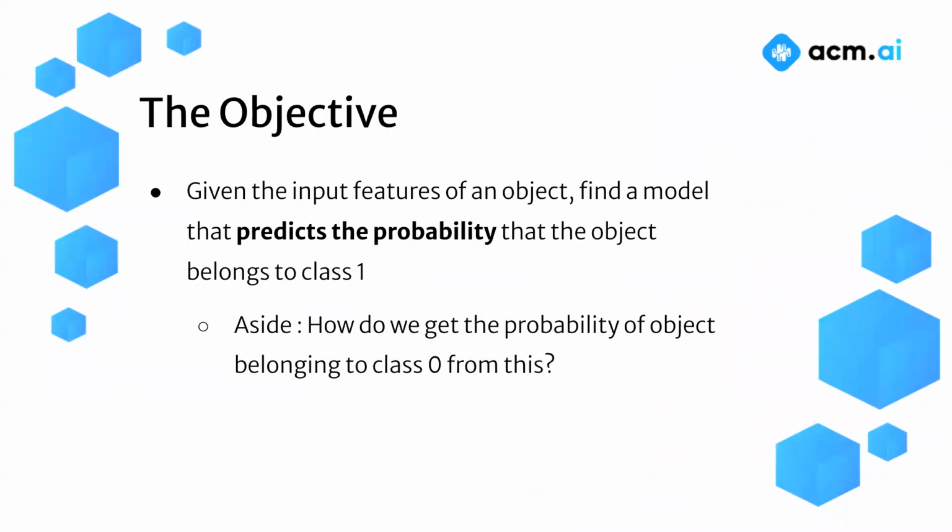Now the objective with logistic regression is to find a model that predicts the probability that the object is in class 1 as best as we can. And as an aside, I'll just ask, how do we get the probability of the object belonging to class 0 from this? Any thoughts?